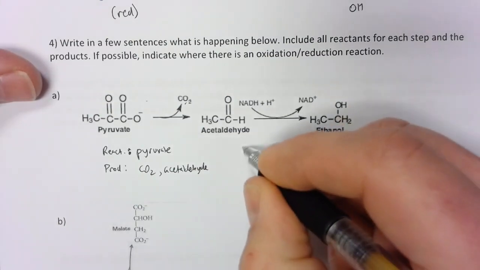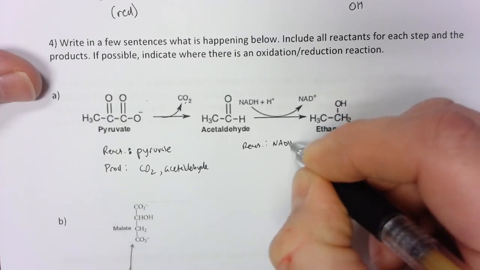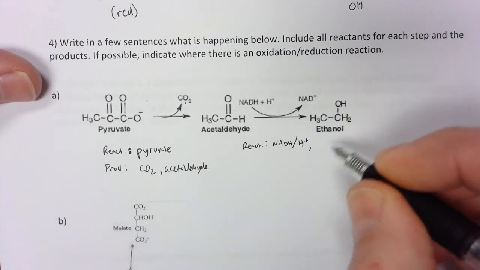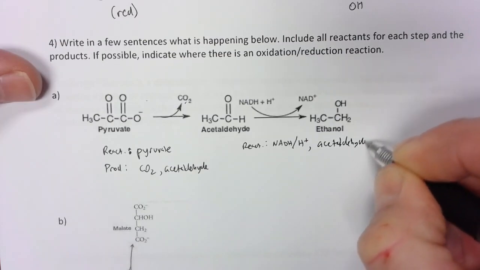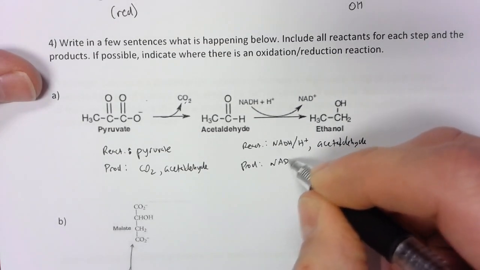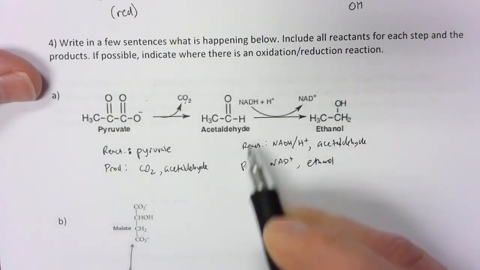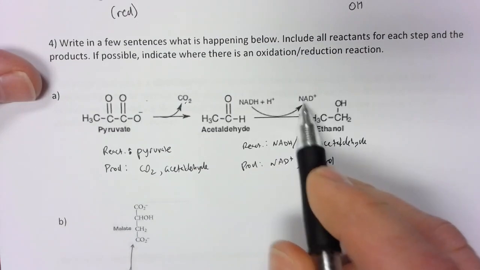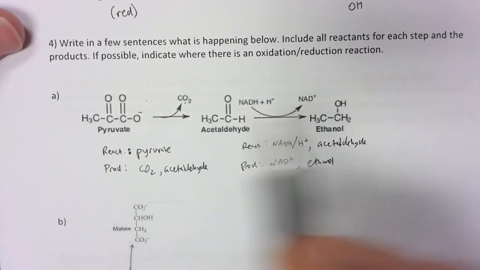On this step, the reactants are NADH, and you can put a little slash there, H+, and acetaldehyde. The products are NAD plus and ethanol. You can see that here. NADH and this are reactants. NAD plus and ethanol are products.